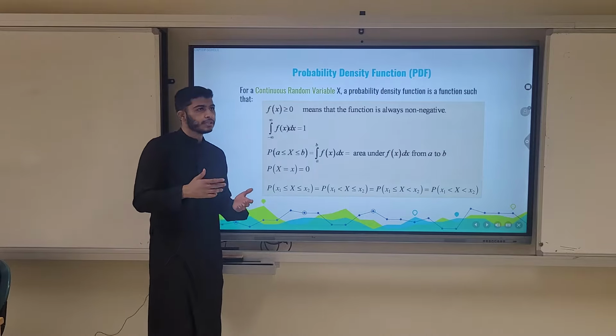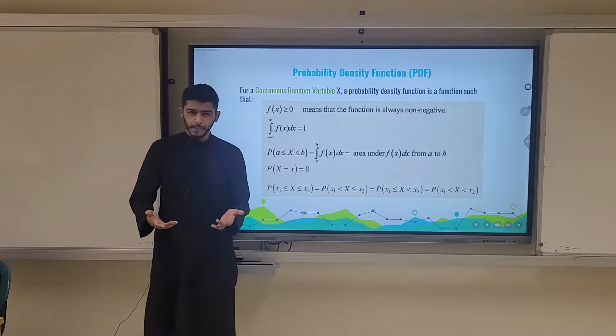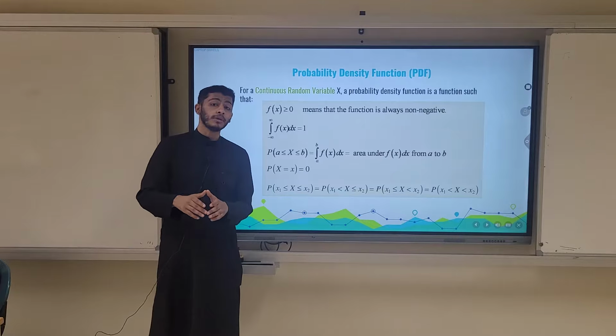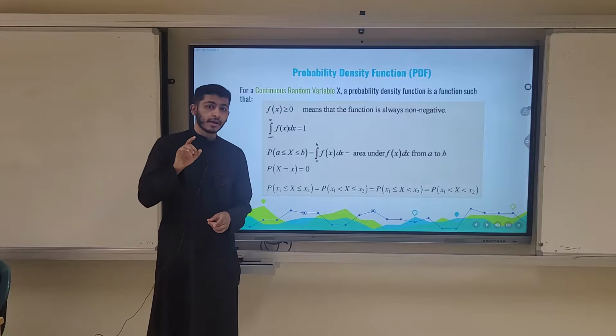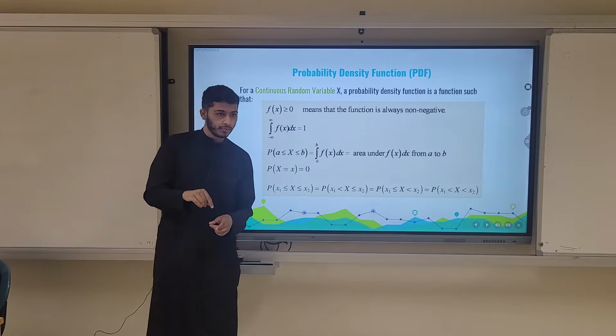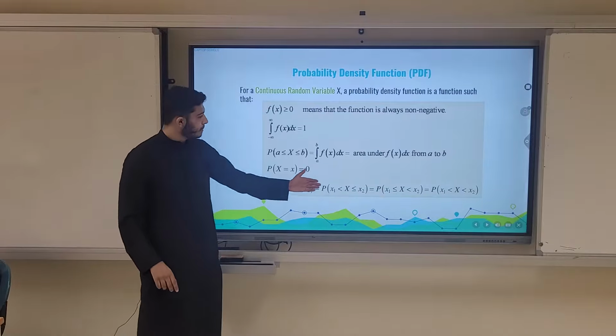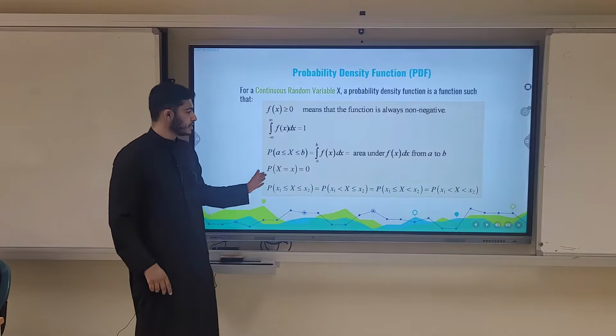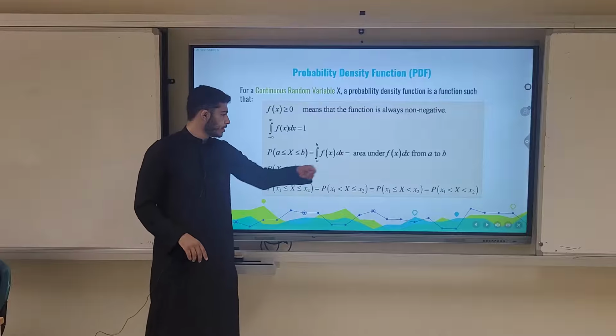So if you have the probability of x greater than 2 and the probability of x greater than or equal to 2, they're going to give you the same final answer. Both of them are equivalent. And here you can see the number of combinations you can change these inequalities and still would give you the same answer. All of them are equal.